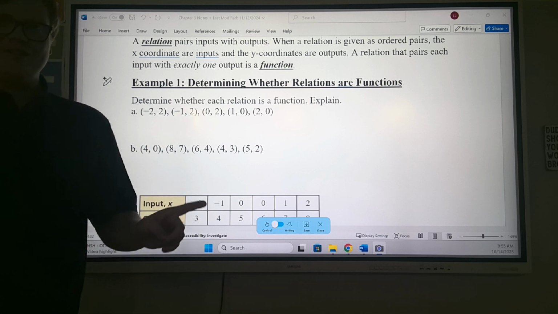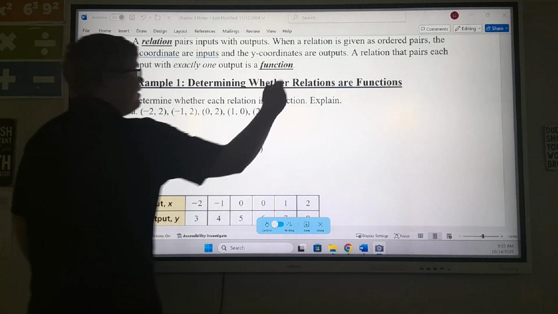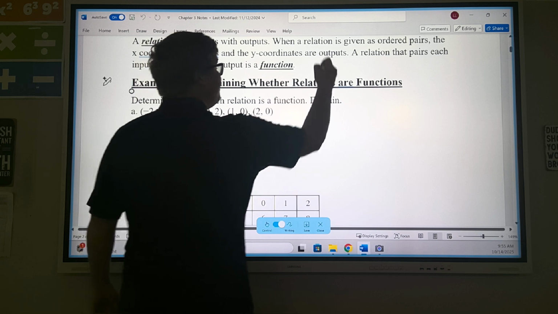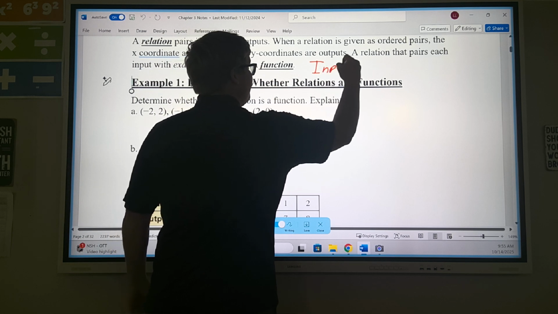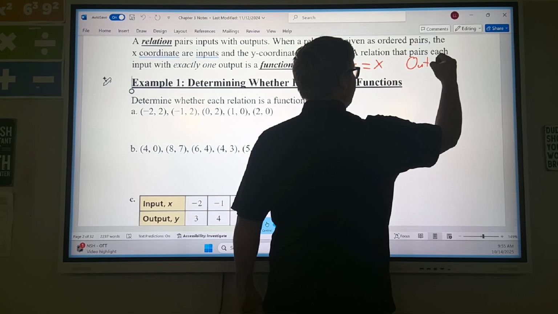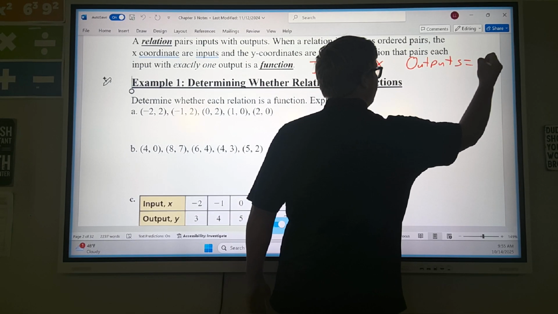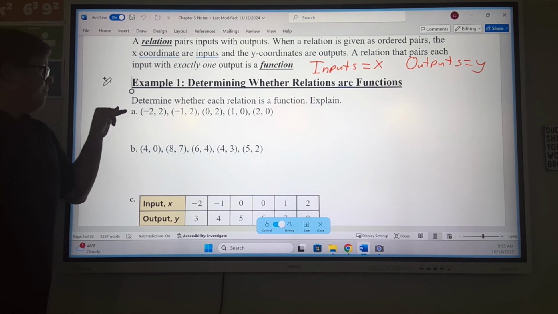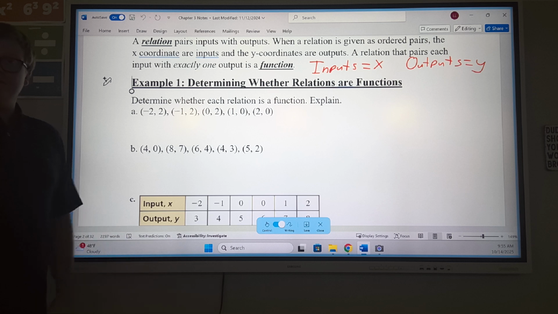That basically tells us that since inputs are x and outputs are y, that tells us that we cannot have a repeating x. That's pretty much all that tells us.